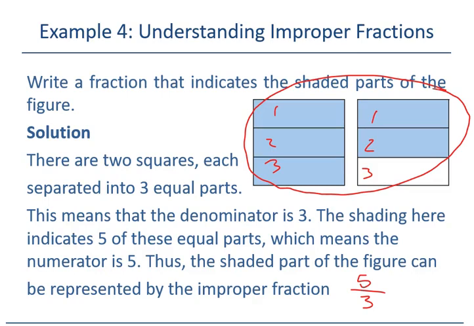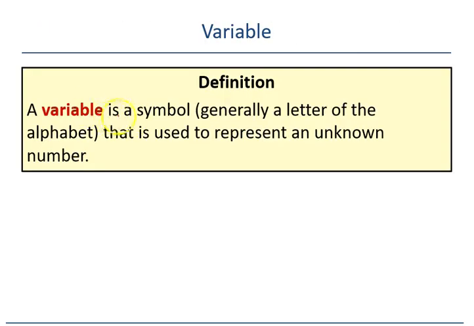Okay, continuing on. A variable is a symbol, generally a letter of the alphabet, that is used to represent an unknown number. Okay, so instead of saying 3, we might use the letter X. Here, X is represented by 3. X is equal to 3. But we could also just have an unknown. We could just have a letter A in our example.